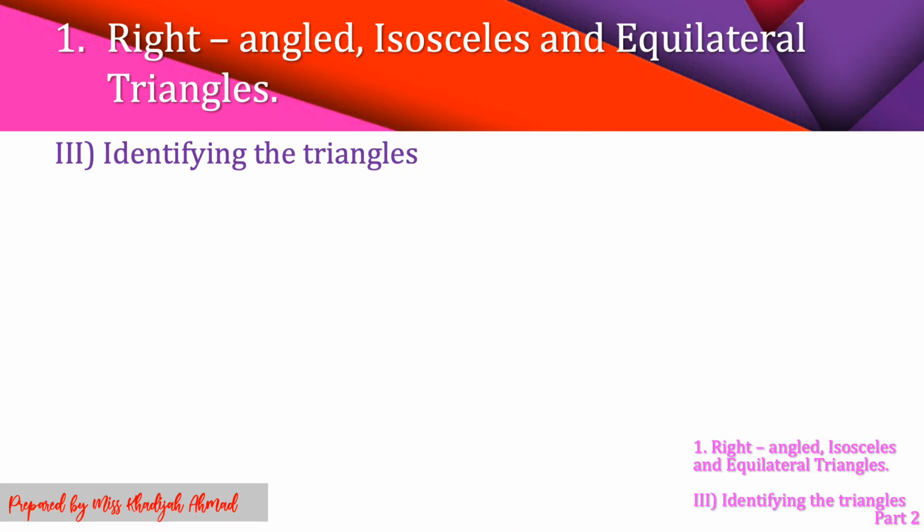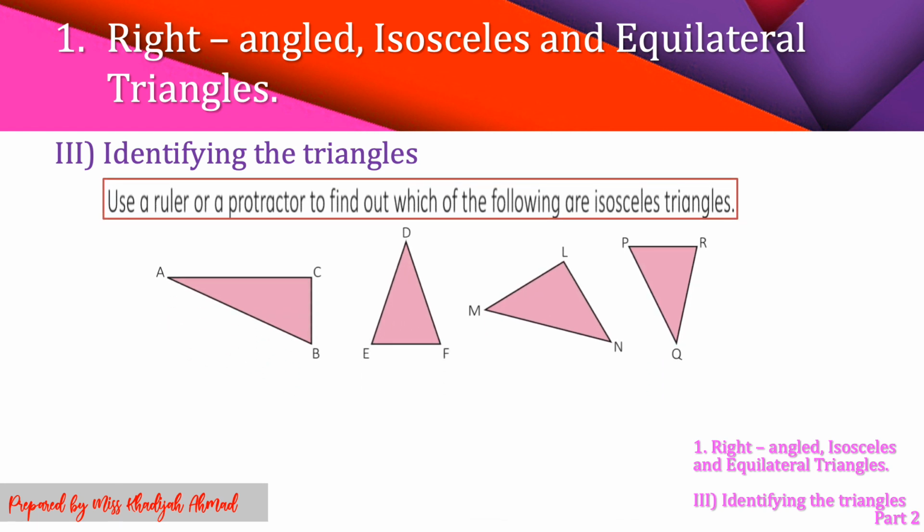These examples are from Yes Maths 5A, page 135. As I was measuring the sides using my ruler, I found out the side DE and side DF are equal, and so as the side LM and side LN. Here, I concluded that triangle DEF and triangle LMN are isosceles.